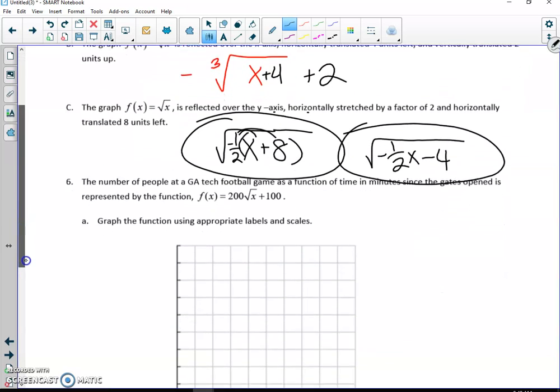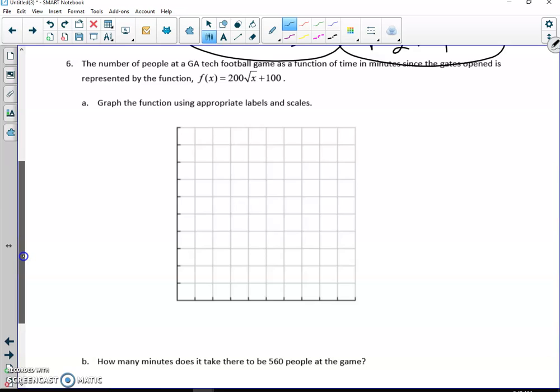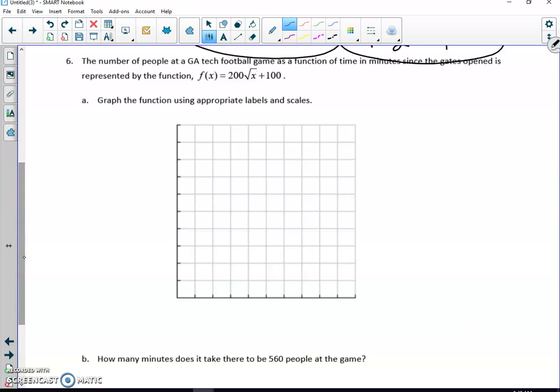Okay. All right, and then the last one here is this word problem. It says the number of people at a Georgia Tech football game as a function of time in minutes since the gate opened is represented by the function this. Okay, it says graph the function using appropriate labels and scales. Okay, so first thing, let's go ahead and graph, or find what our points are. So this is a square root, so we'll use our square root parent function chart.